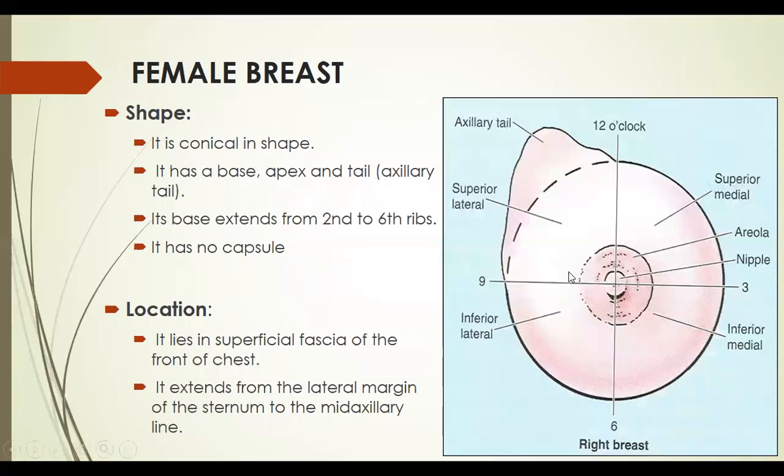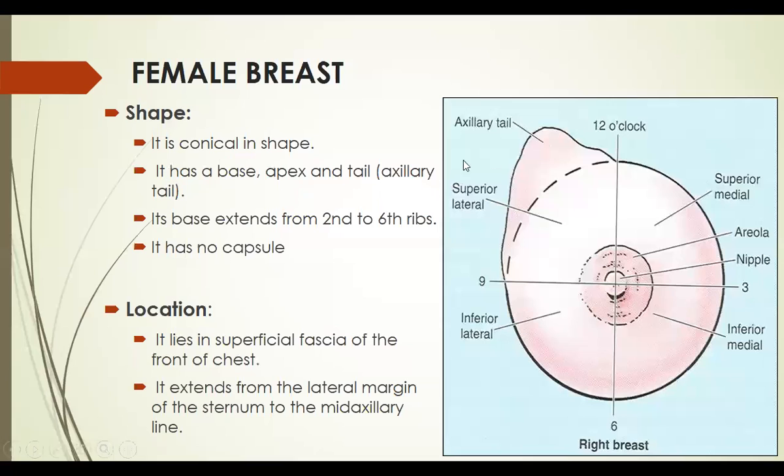Then, finally, going to the female breast. The female breast, or the mammary gland, is conical in shape. It looks like a cone. If you see here, it becomes sharp here and broad much here, so it looks like a cone shape. It has a base, apex, and tail.